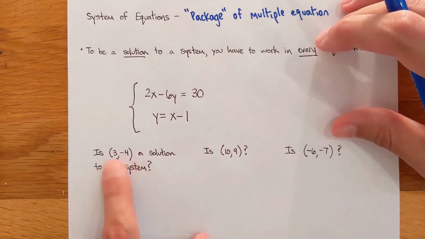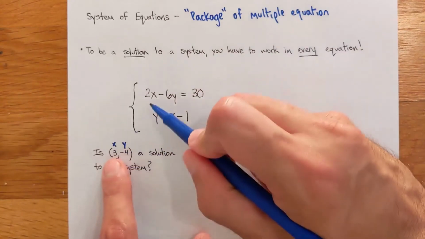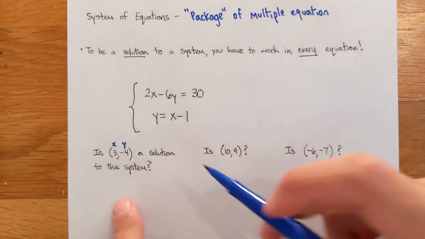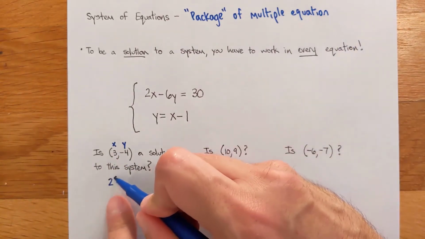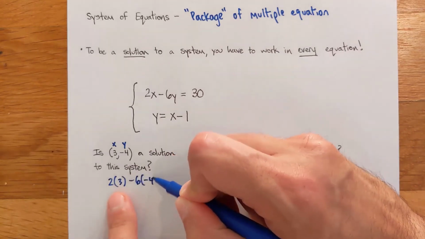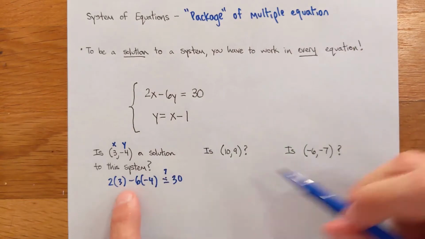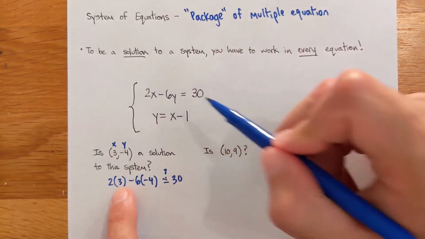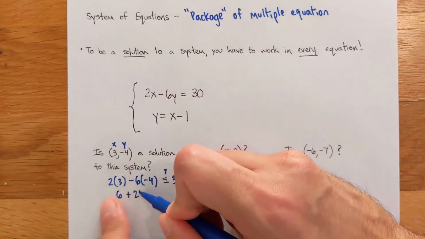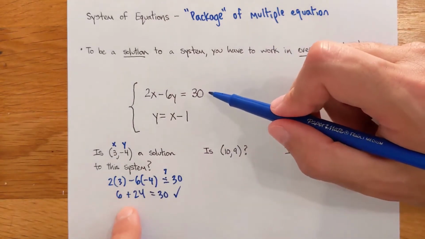So they give us an x and a y in our coordinate. We plug the x in for x, plug the y in for y, and see if it does equal 30 like it's supposed to. So I would plug the 3 in for the x and the negative 4 in for the y, and I have to see if this actually equals 30. If you do the math on this, this is going to be 6, and negative times negative makes this a positive 24. So that does equal 30, and it worked in the first equation.